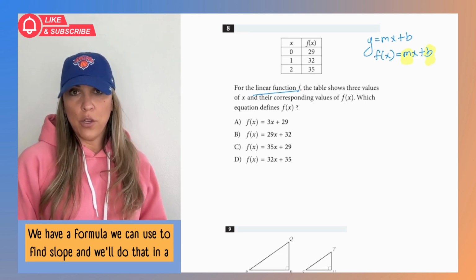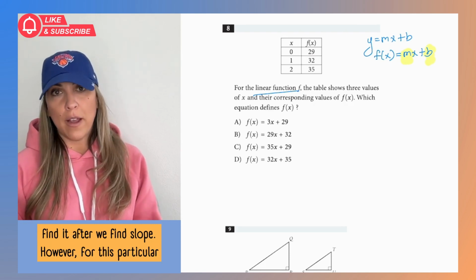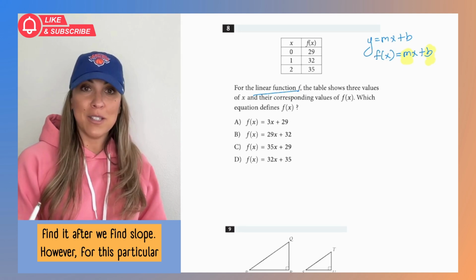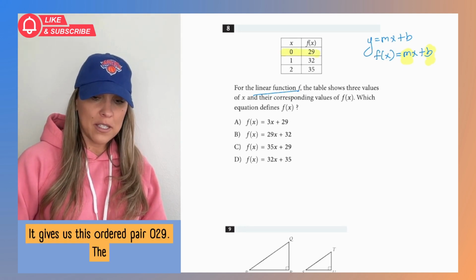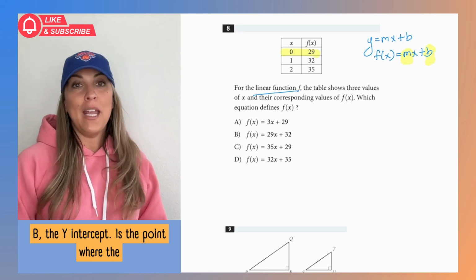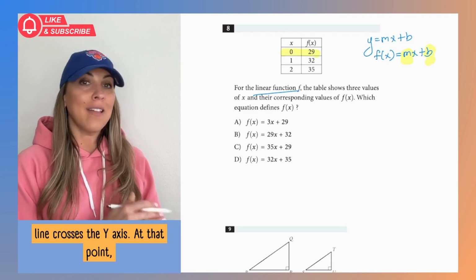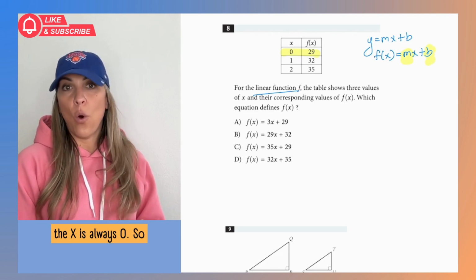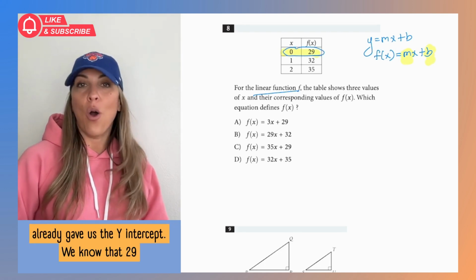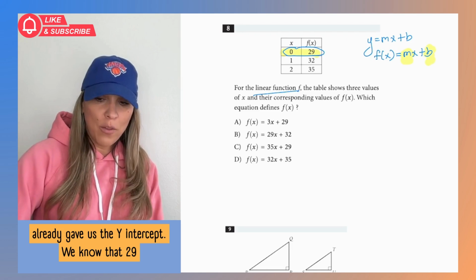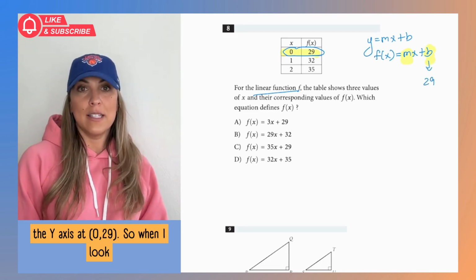We have a formula we can use to find slope, and we'll do that in a second. But the b, normally we would find it after we find the slope. However, for this particular problem, the table gives us something really nice. It gives us this ordered pair 0, 29. The b, the y-intercept, is the point where the line crosses the y-axis. At that point, the x is always 0. So by giving us the ordered pair 0, 29, they already gave us the y-intercept. We know that 29 is going to be our b. That line is going to cross the y-axis at 0, 29.